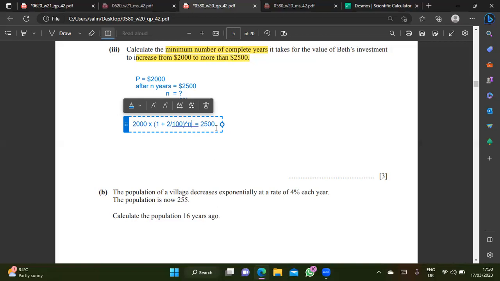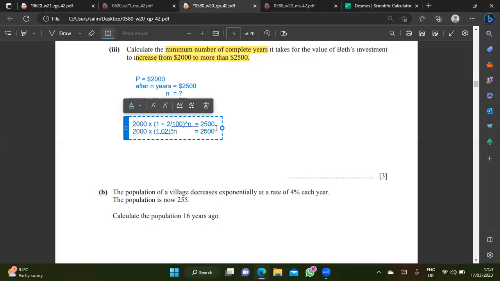Now as best as possible, try to simplify the one in the bracket. So we have 2,000 here multiplied by, what was the number just now? 1.02, 1 plus 2 over 100, and then to the power of n. I don't know n, so just put to the power of n equals 2,500. So what is the purpose here? The purpose is to find your n.